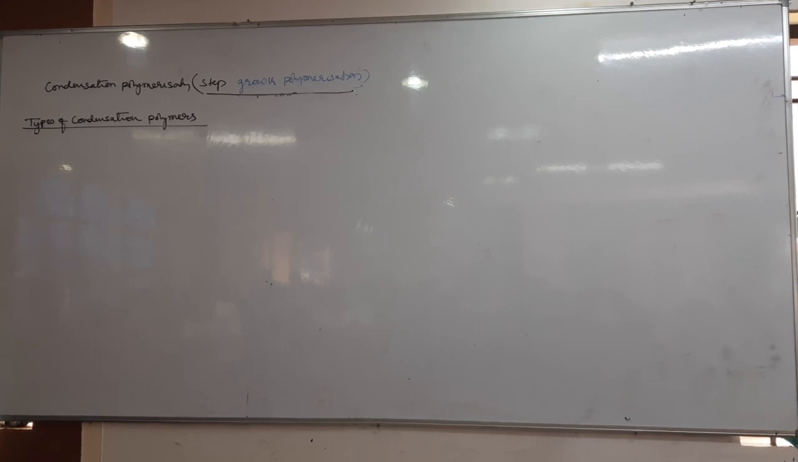Or step growth polymerization. Next, types of condensation polymers. So there are three types of condensation polymers. Take down. One, polyamides.